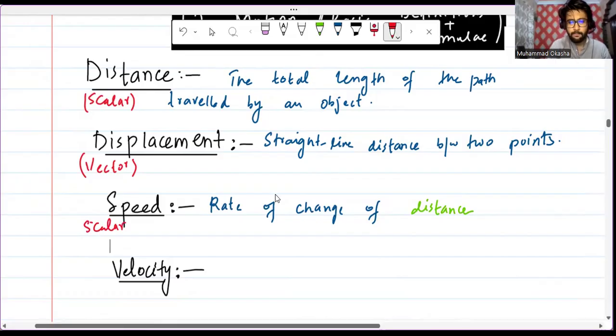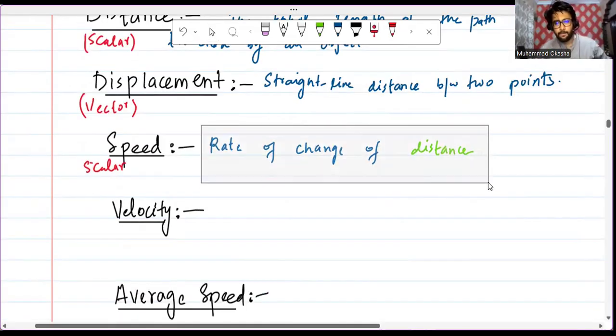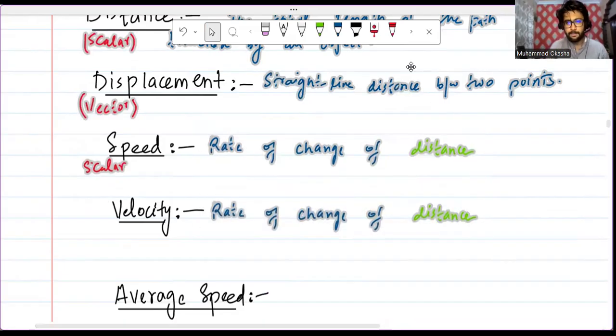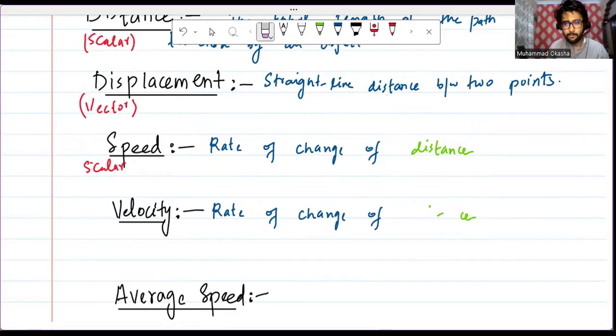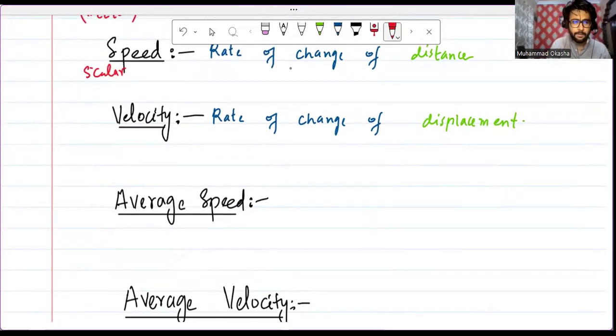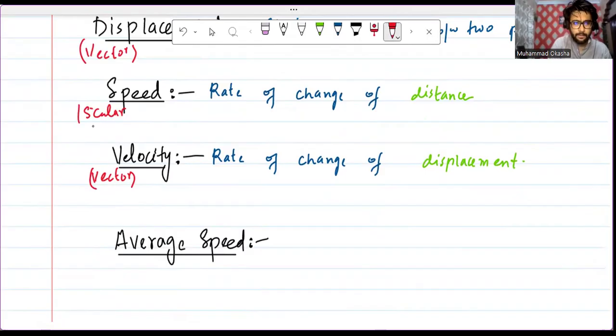While velocity, I'm just going to copy the same thing, instead of distance, I'll put, is the rate of change of displacement. So make sure that you're not making a mistake here. It is the rate of change of displacement. And again, it's a vector quantity, and the one above is a scalar quantity.